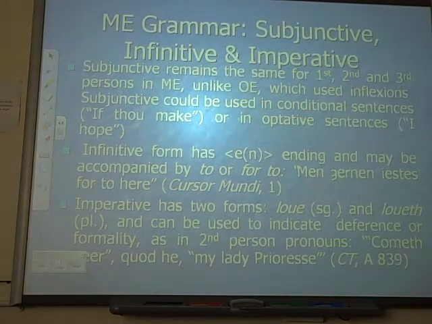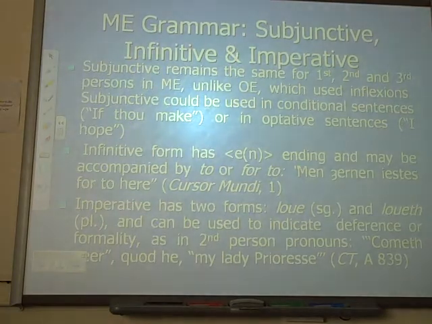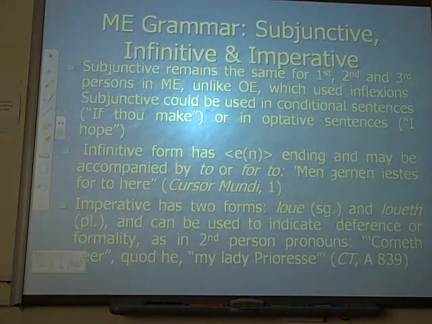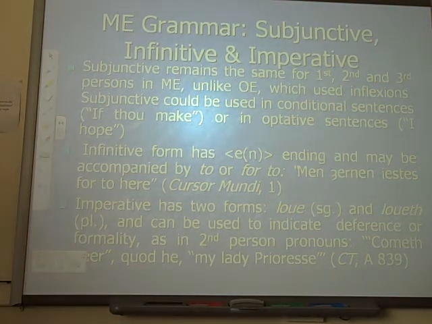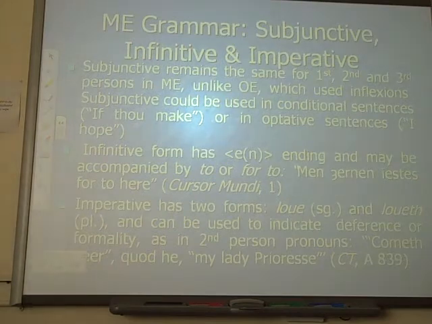Subjunctives, infinitives, and imperatives. Subjunctives are fairly easy because they just stay the same pretty much throughout, unlike Old English, which used inflections. Again, you've got that levelling effect rather than using inflections. So the subjunctive can be used in conditional sentences, as it still is, if thou makest, or in optative sentences, expressing hopes or desires, I hope, or a belief, I trow. So that's what the subjunctive is for, basically. Uncertainty, possibility, if, would, shall, or desires, beliefs, and hopes.